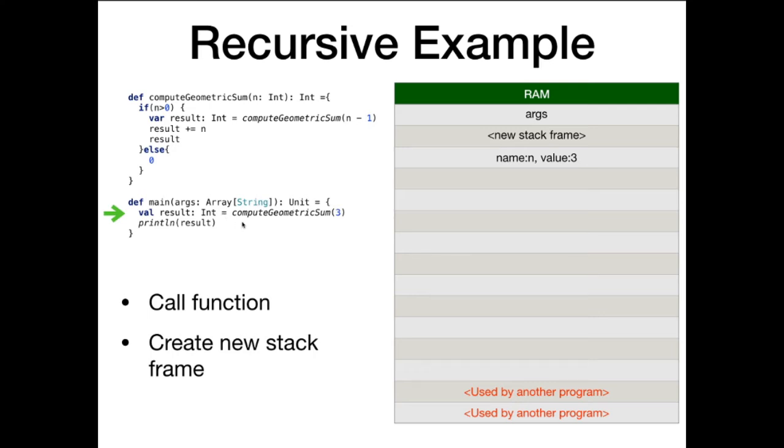Every time we call a method, we're creating a new stack frame, which is an isolated environment on the stack that can't see anything, can't access things outside of that stack frame. So we're basically almost starting a whole new program for this method call. So we create a new frame on the stack.